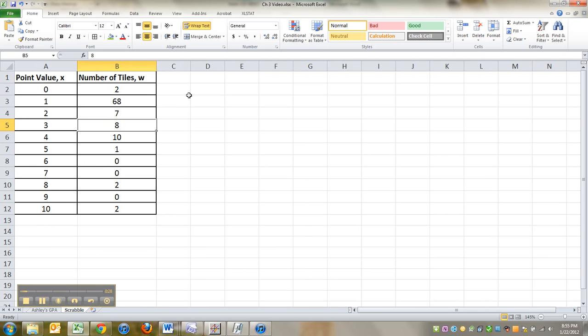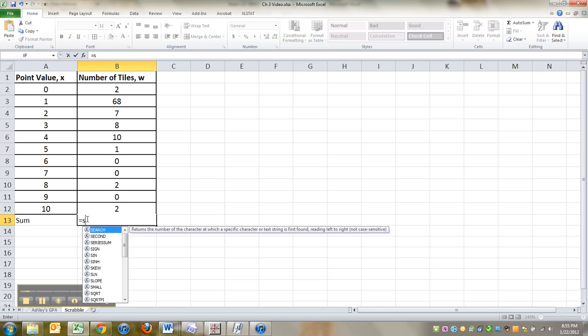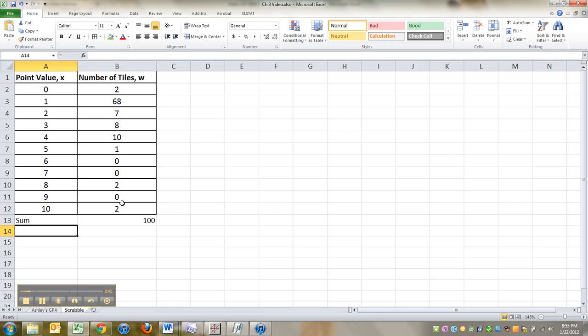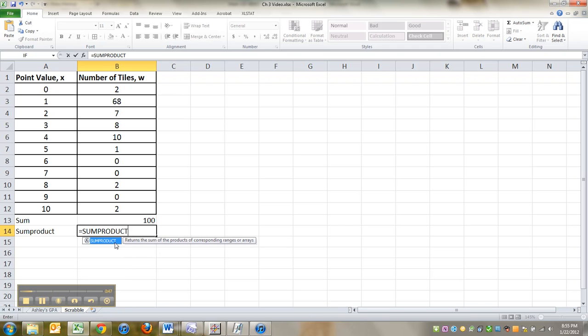So how many there are is the weight. Down the one, for example, there's way more ones than there is anything else. All right, so we're going to find the sum of the weights. Sum of all those weights, 100 tiles. Great. Now I'm going to find the sum product down here. So equals sum product, parentheses, and then it wants the first array, so I get all the x's, comma, then all the weights, close parentheses, enter.